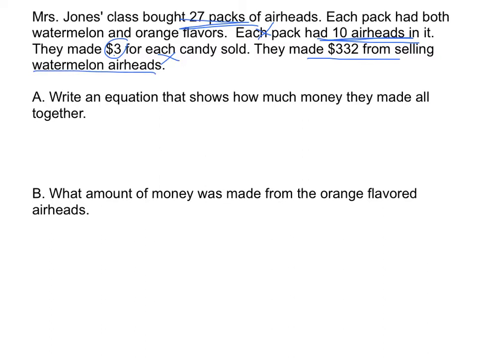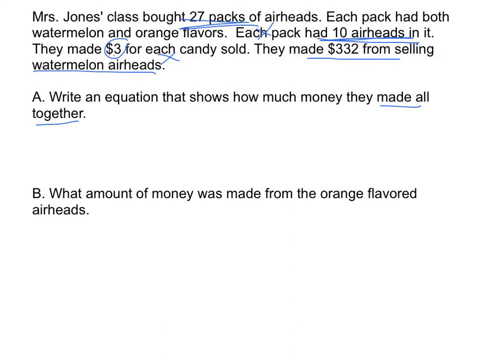Okay, lots of information here. Write an equation that shows how much money they made all together, which a lot of people think all together means to add, and it doesn't necessarily mean to add. There's a lot of ways you can find all together, but it definitely means we're looking for everything included. So what are we going to do? Well, we have to start somewhere, and there's a lot of information. So where should we start?